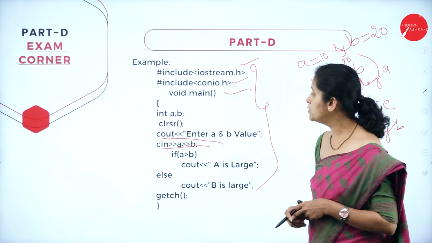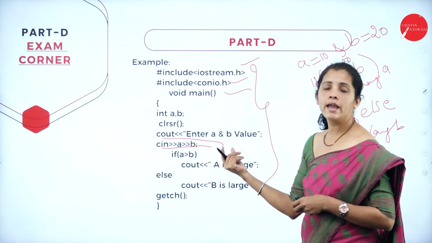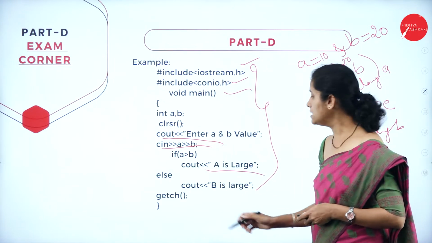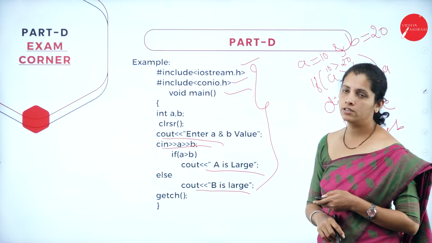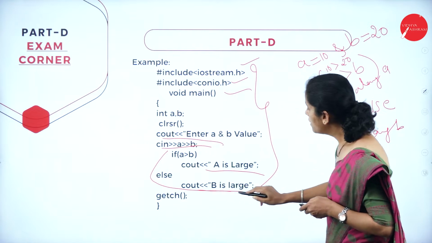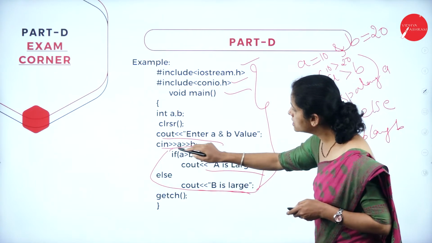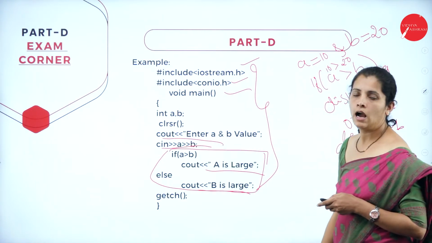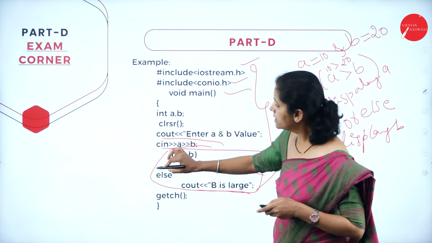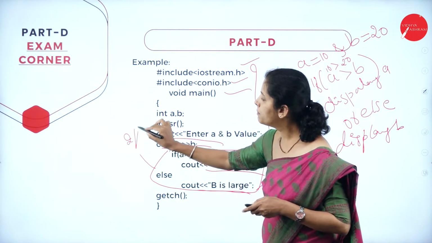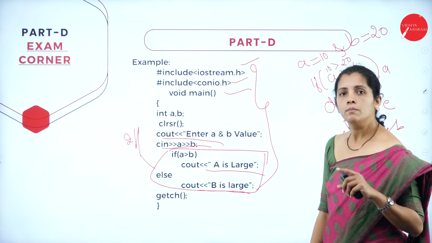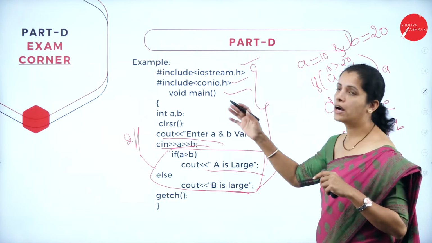After reading input, I am going to compare. If A greater than B, A is larger, else B is larger. So, dear student, I want to write only this much statement, and if I write this statement properly, then I'm going to get 2 marks. So what is the marks distribution? 1 plus 2 plus 2, it is 5 marks.